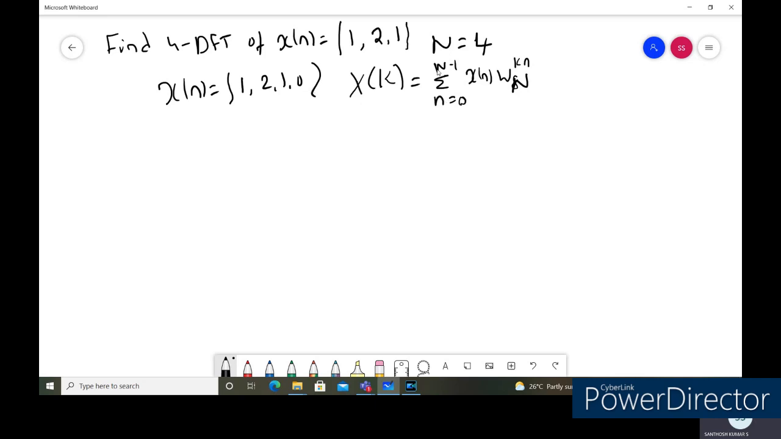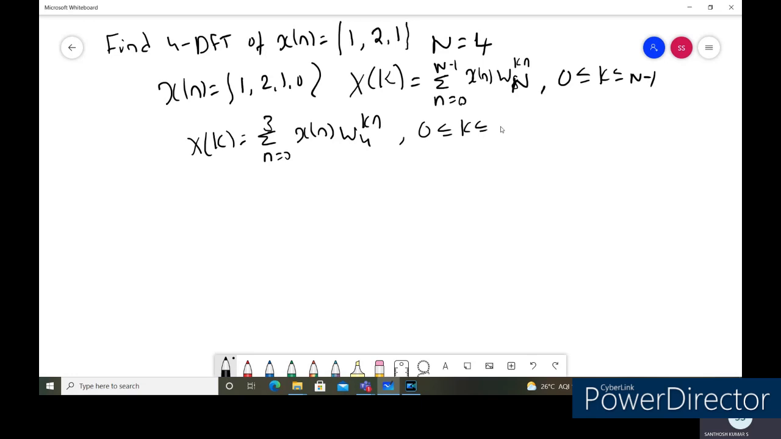It is X of k equal to the summation of x of n into omega N to the power of kn. Here k can take the values 0 to N minus 1. Now let us substitute N equal to 4. It is the summation n equal to 0 to 4 minus 1, which is 3, of x of n omega 4 to the power of kn. Here k can take the values 0 to 3.